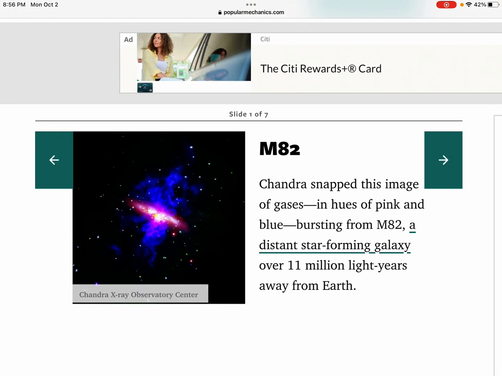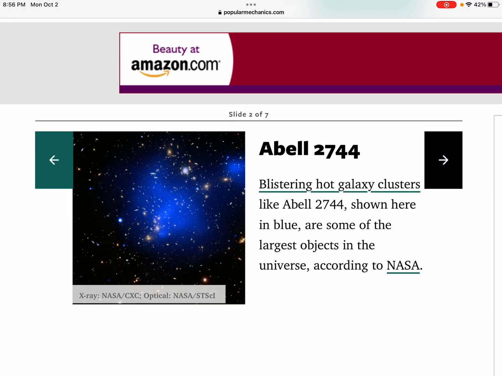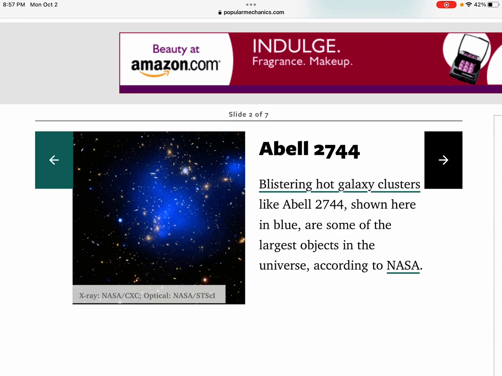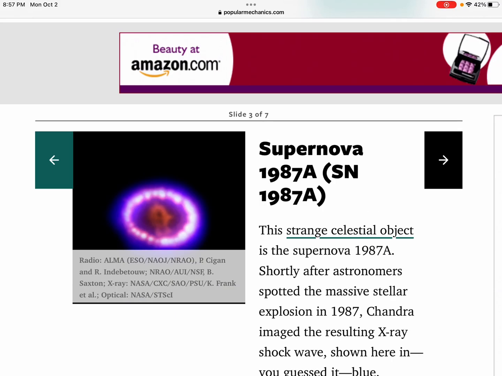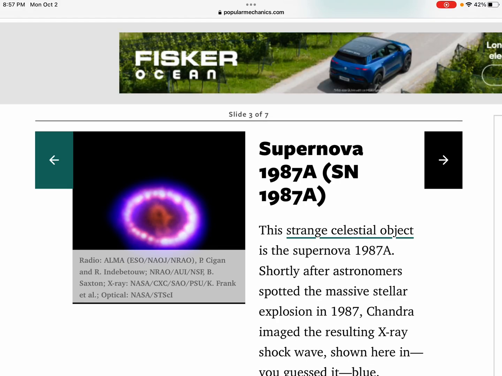So this one is gas, with hues of pink and blue. This is 11 million light years away from Earth. Then we have this cluster here that shows a bunch of galaxies clustered together. A lot of it is blue, and again, that depends on what you're looking at for the objects. Then we have a supernova that was shown as well.